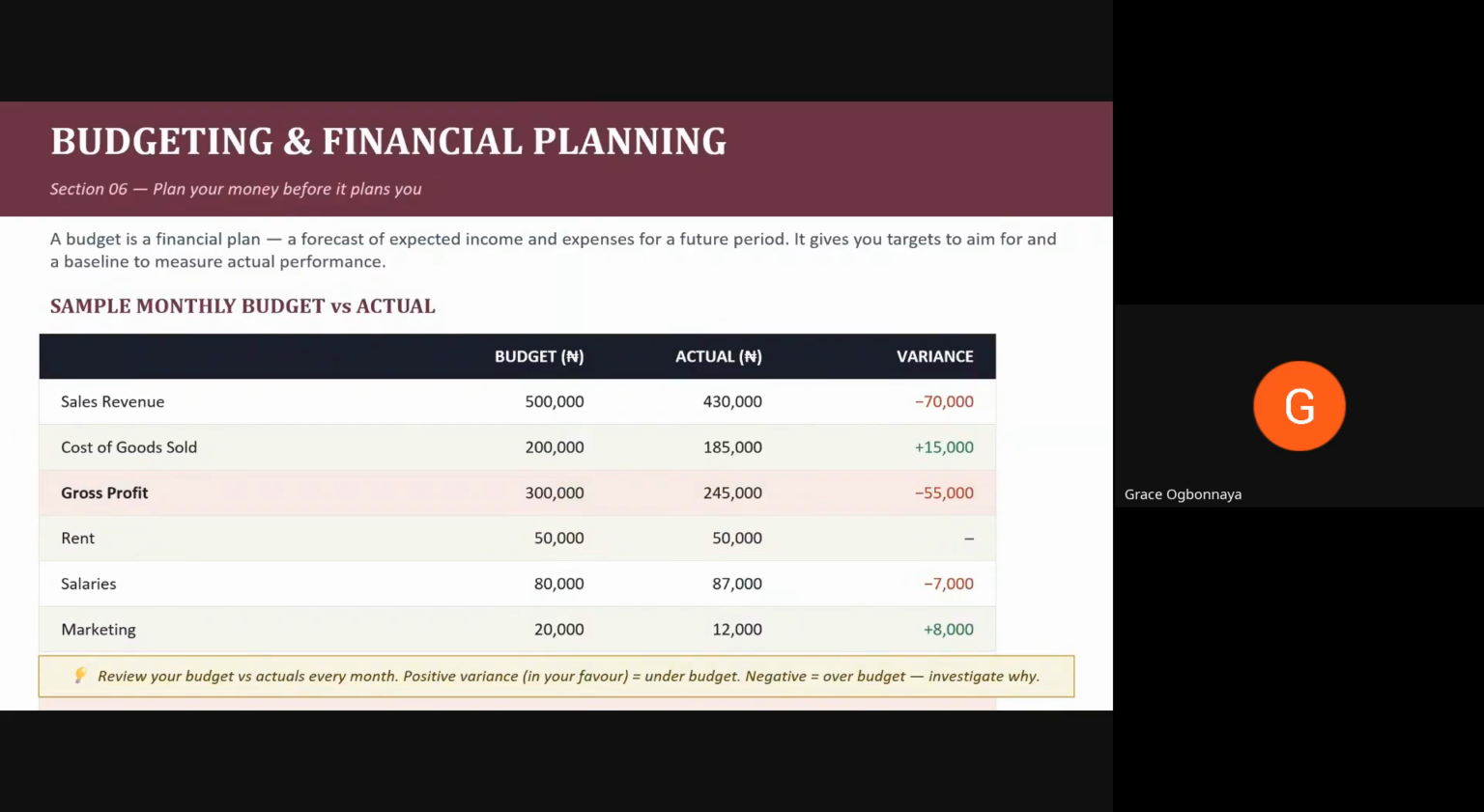Then at the end of the month or the beginning of the following month, you need to come and check. All right, we said I want to do 5 million in revenue. How much did we do? We did this amount. Did we exceed it? Did we not exceed it? That variance can be positive, it can be negative. If it is a positive variance, that means you exceeded your budget for that month. If it's a negative variance, that means the budget for that month was not met.